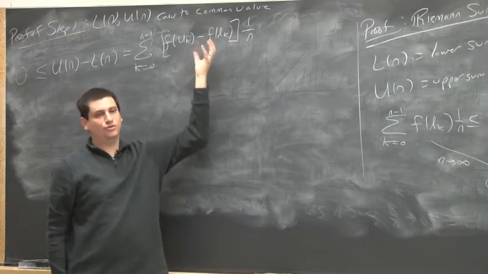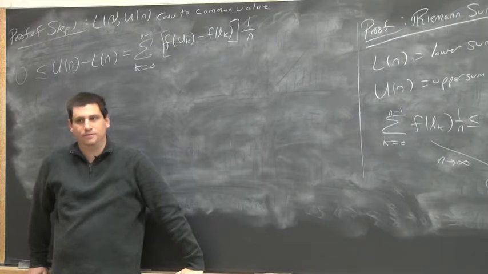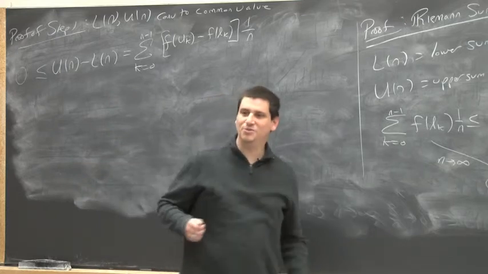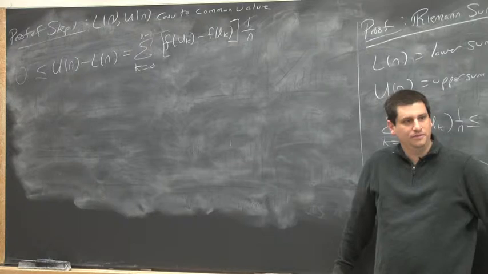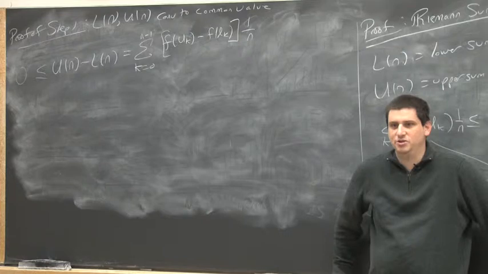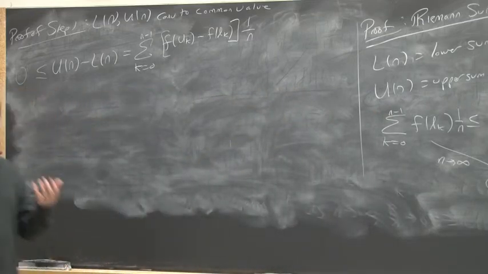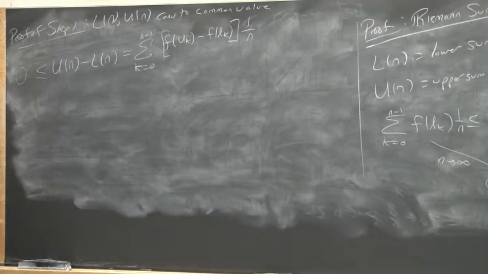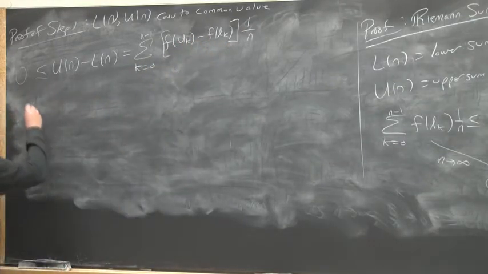What can we use to control the difference between f of uk and f of lk? I'm sorry? What can we use to control the difference between f of uk and f of lk? Anybody having any doubts on what to do? Mean value theorem, right? What does the mean value theorem say? f of b minus f of a over b minus a is f prime of some intermediate point c. Ooh, f of uk minus f of lk. This looks a lot like something for the mean value theorem, right?